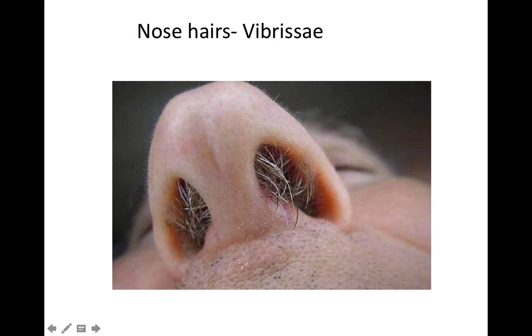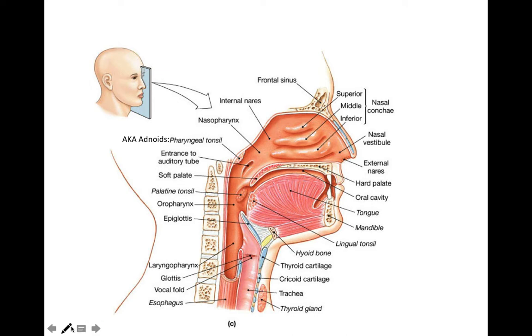Let's go back to this picture. We're going to go into the nasal cavity here. So here's our nasal cavity. The nasal septum's been removed, so you're just seeing the lateral wall of one nasal cavity. And here are our superior, middle, and inferior nasal concha. But now they've been covered with respiratory epithelium, which is PSCC with goblet cells, so lots of mucus here.